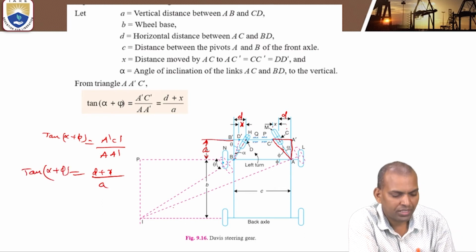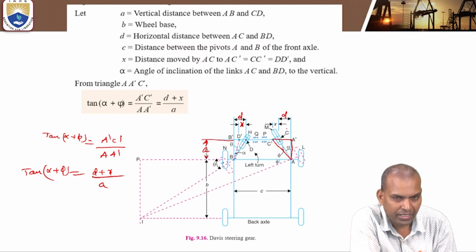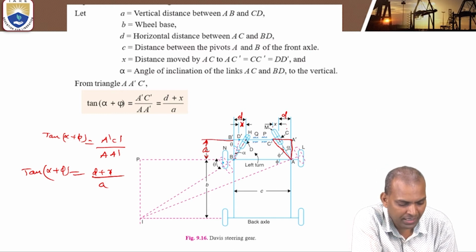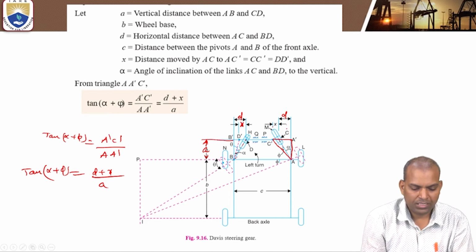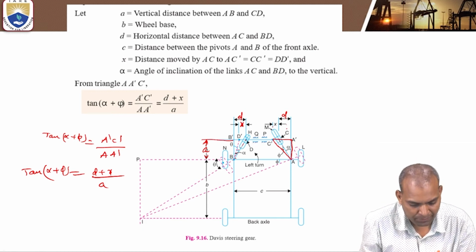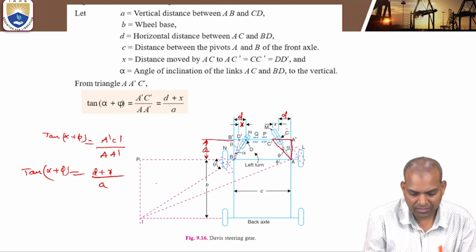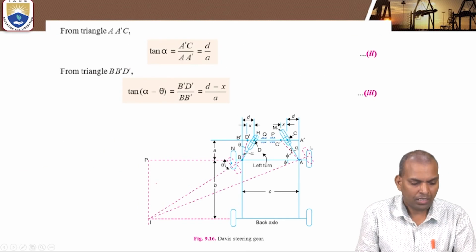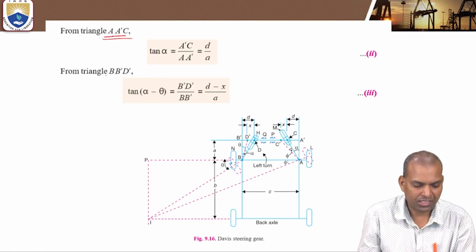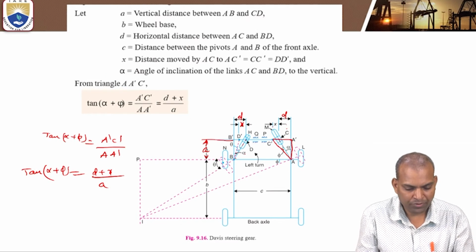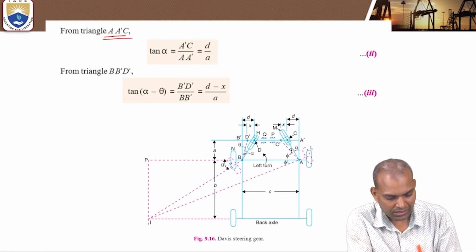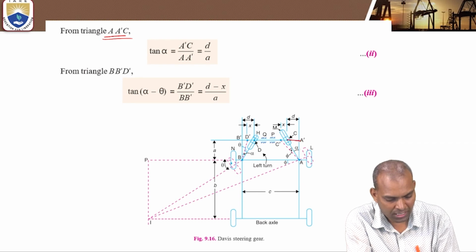Now again we'll use it here, tan of alpha minus theta. This position comes, total is alpha minus theta. Tan of alpha minus theta, we'll use it. Now from the triangle again, A dash C, there is one more term we can go for. Tan alpha, this is A dash C.